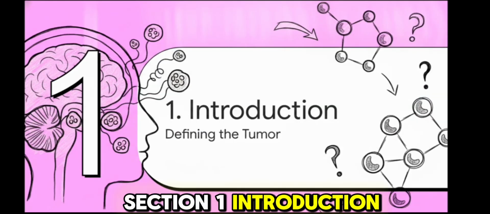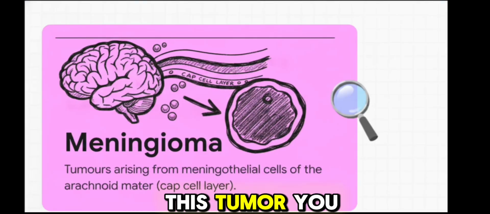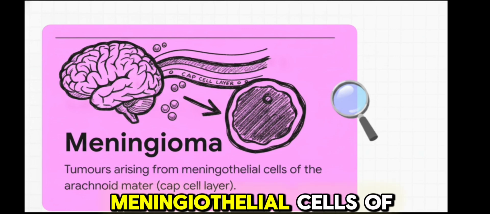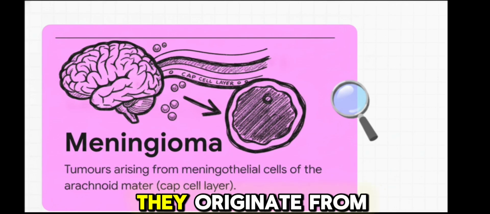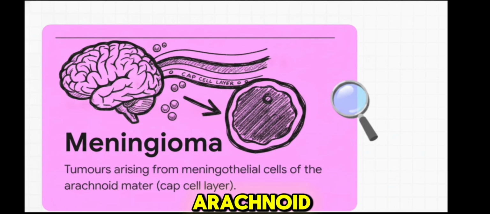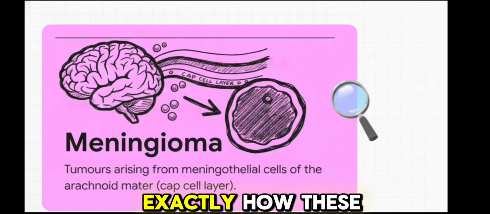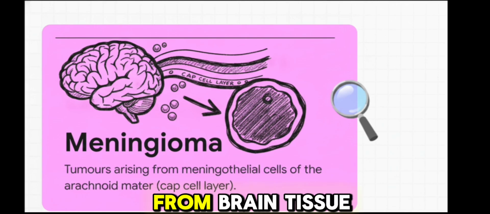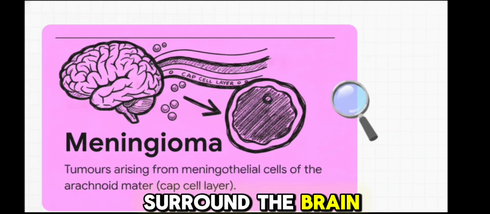Section 1. Introduction. Defining the tumor. To truly understand this tumor, you have to understand its origin. Meningiomas are defined as tumors arising specifically from the meningothelial cells of the arachnoid matter. And to be even more specific, they originate from the cap cell layer of the arachnoid. This is an absolutely vital distinction because it dictates exactly how these tumors behave. They aren't actually brain tumors in the sense that they grow from brain tissue itself. Rather, they grow from the linings that surround the brain and spinal cord.